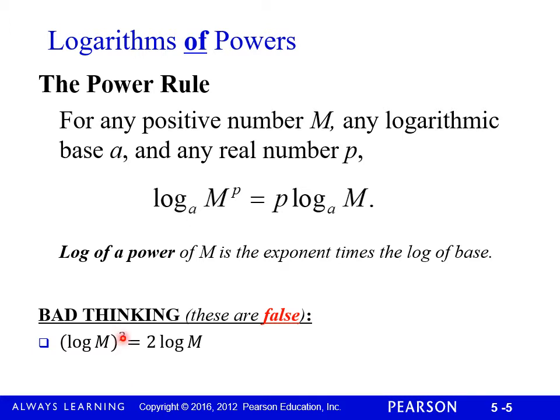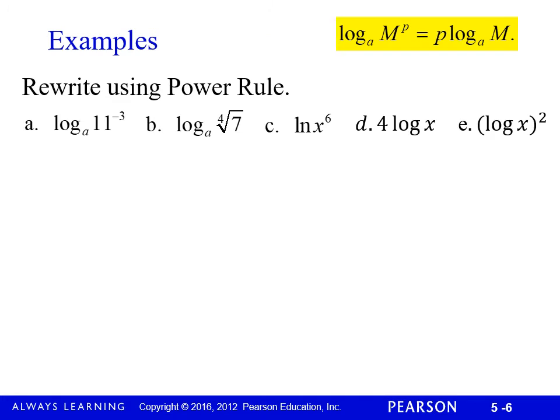Sometimes these are actually written with the square right after the word log, so it would be log squared m, and that means the same thing. So be careful again. Watch your intuition. Let's do some examples. For a, log base a of 11 to the negative third power, that negative 3 comes down in front and becomes a multiplier.